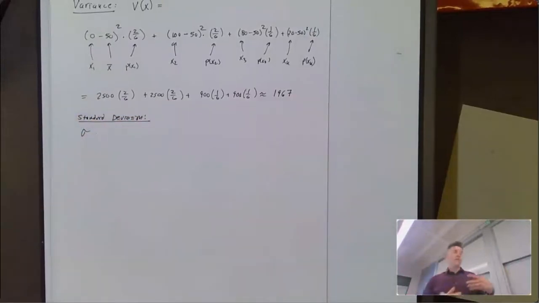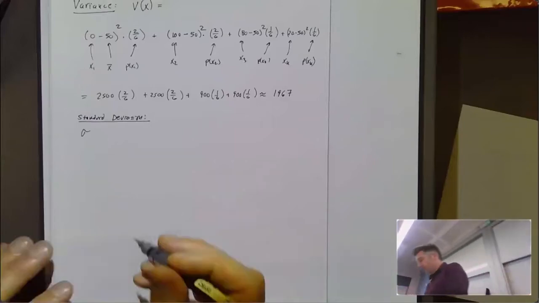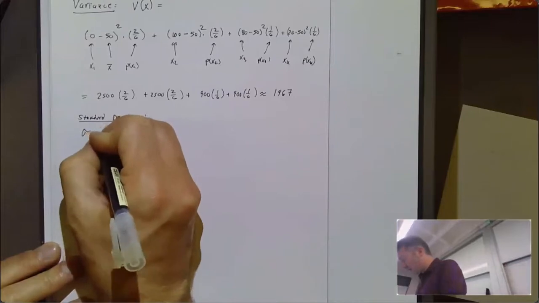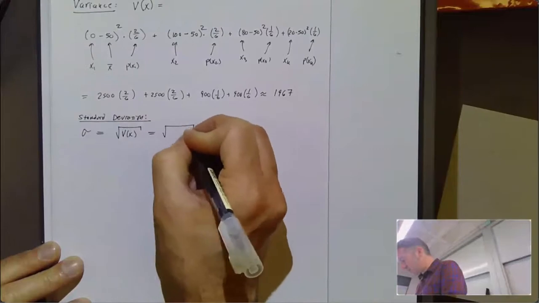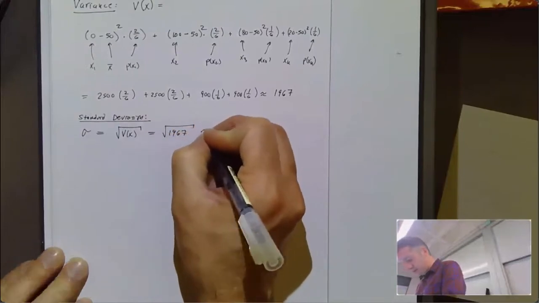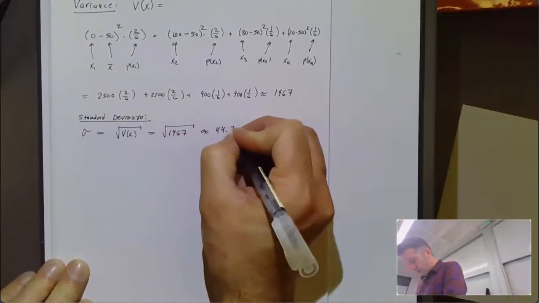People often talk about calculating the variance because it's the more general thing, but then we always find the standard deviation from it. If I was a professor teaching a class, I would focus more on how you calculate variance, because after that, the standard deviation is literally just the square root. So here sigma is the square root of the variance, the square root of 1,967, which is approximately 44.3.